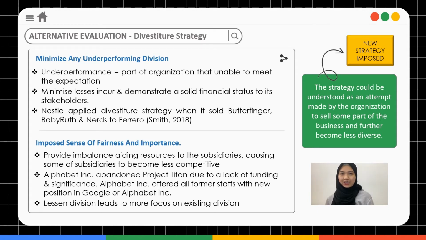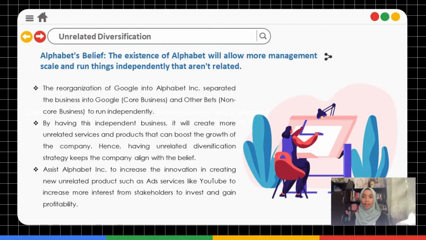We can see that Project Titan was abandoned by Alphabet Inc. owing to a lack of funding and significance after being evaluated. The company decided it was best to assign the affected personnel from the drone project to serve Alphabet Inc. or Google. Hence, lessening the divisions under Alphabet Inc. can cause the holding company to focus more on existing divisions.